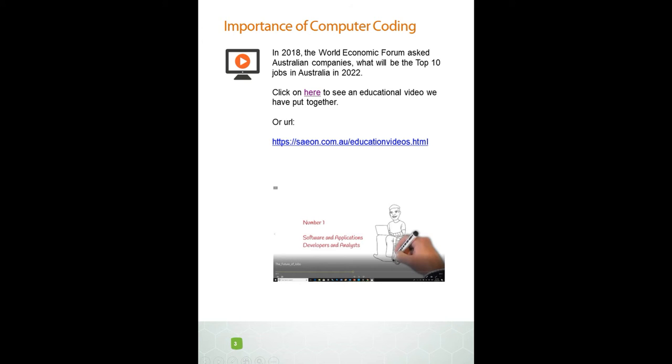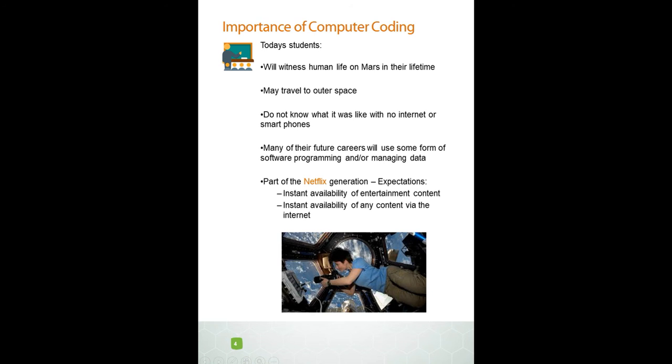As it showed on the video, the number one job mentioned by Australian businesses is for software and applications developers and analysts. The world is changing. So why is computer coding important for today's students? Your students of today will witness human life on Mars in their lifetime. They may travel to outer space. They do not know what it was like with no internet or smartphones. Many of their future careers will use some form of software programming and/or managing data.